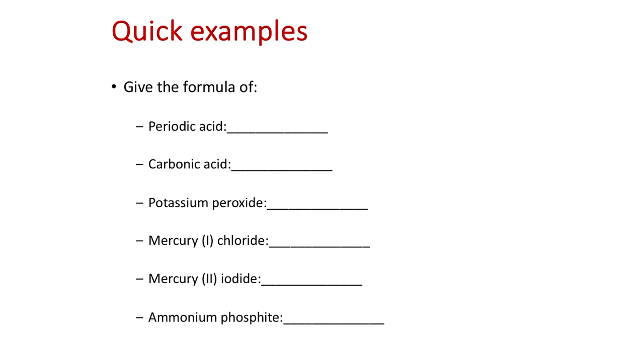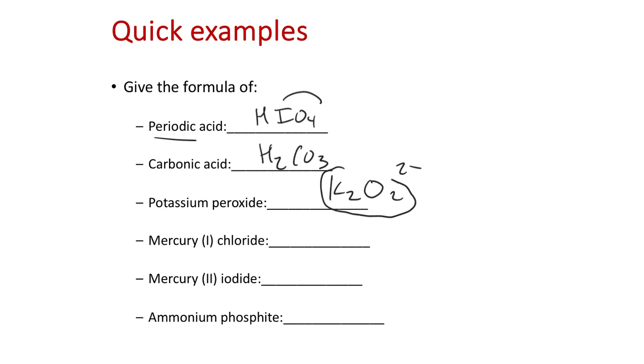Some other examples, some of these already were in examples today. HIO4 for periodate in acid form, carbonic acid, H2CO3, potassium peroxide: O2 with the 2 minus, so 2 potassiums, K2O2 would be potassium peroxide. Mercury 1 is Hg2 2 plus. We just have to memorize that this is what we mean by mercury 1. It's a weird example. It's one of our nomenclature chart rules for mercury that we're memorizing. Chloride, I'm going to need 2 of the minuses to balance out our charge, so Hg2Cl2.